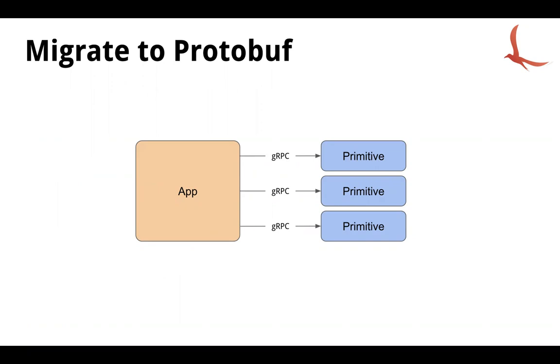So that takes us to this architecture. I'm going to go through the steps that get us to the current architecture. Previously we had Netty and Kryo and things like that. Now we have a gRPC interface to primitives.